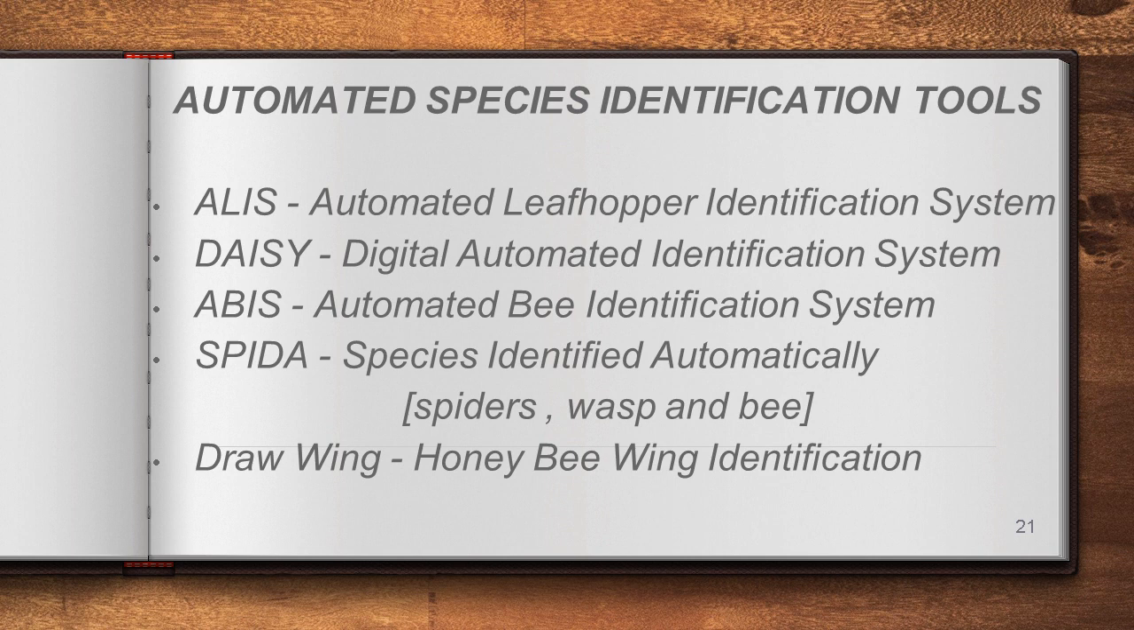The next one, ABIS, automated bee identification system, means we can collect the details regarding bees. Next one, SPIDA, species identified automatically, for example regarding spiders, wasps and bees. And the last one, DrawWing, honeybee wing identification. If you go through this website, we can understand the details of each of the varieties.